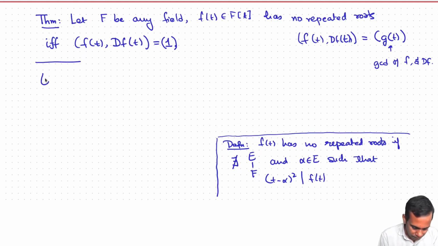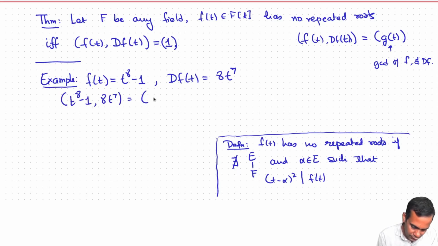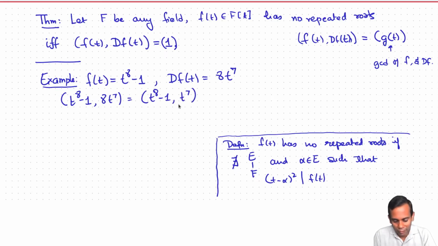So if we go back to this example, let's take t to the power 8 minus 1. If this is f(t), then f prime(t), or df(t), the derivative, is 8t to the power 7. Now we are working over Q[t]. These integers, 8 and so on, are just units in the ring, so we can ignore them. So what we have is the GCD of t to the 8 minus 1 and t to the power 7. Now any common factor of these must be a power of t, because it has to be a factor of t to the power 7, and the only factors of t to the power 7 are powers of t. But t to the 8 minus 1 has constant term nonzero, so it's not divisible by any positive power of t. So these two polynomials generate the entire ring.